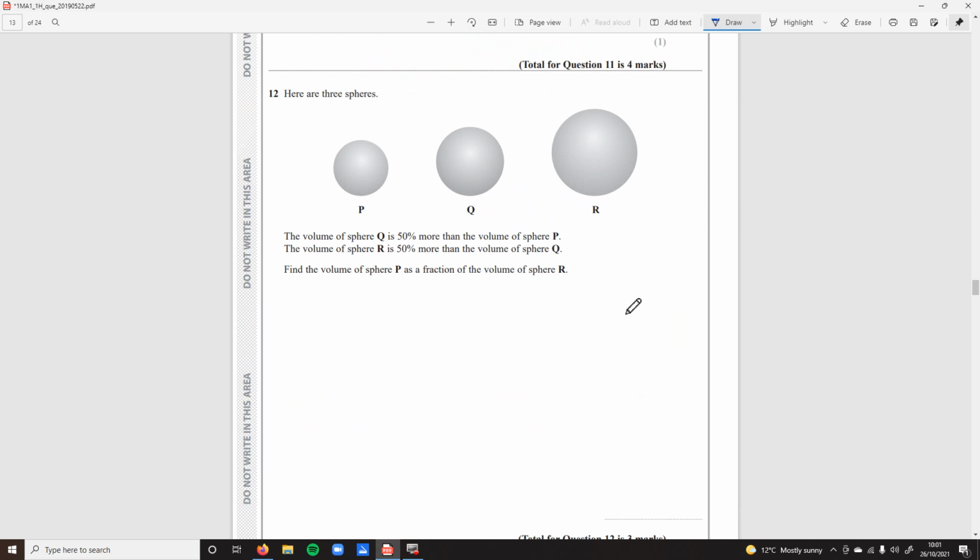Here are 3 spheres. The volume of sphere Q is 50% more than the volume of sphere P. The volume of sphere R is 50% more than the volume of sphere Q. Find the volume of sphere P as a fraction of the volume of sphere R. These are hard questions. Okay.